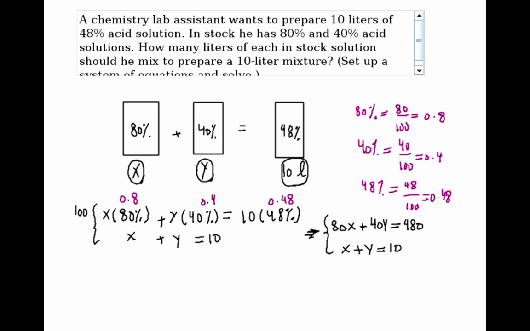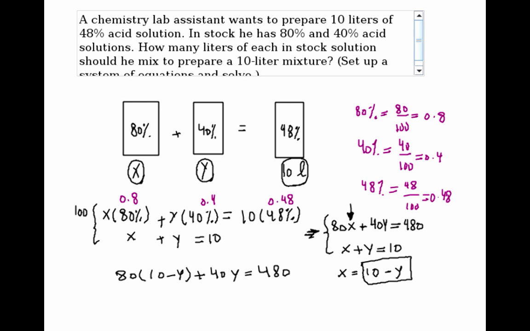If I want to use the substitution method, then I can substitute x in terms of y or y in terms of x. So we can say x is equal to 10 minus y. Everywhere I see x in the other equation, I'm going to substitute that 10 minus y. This is called solve by substitution method. So it'd be 80 times 10 minus y plus 40y is equal to 480. That's how I can solve for y. And then once I solve for y, I can go back and solve for x.